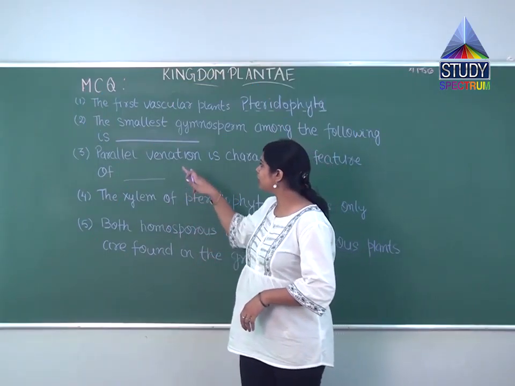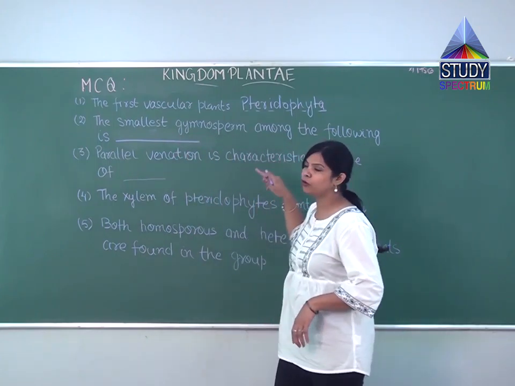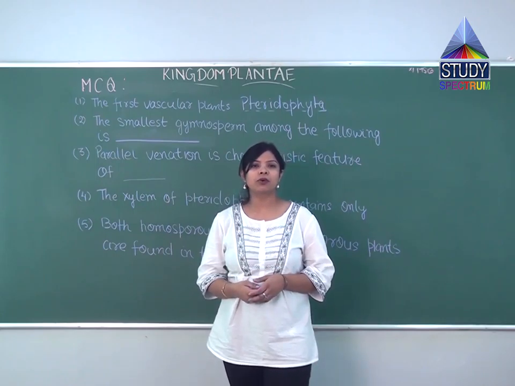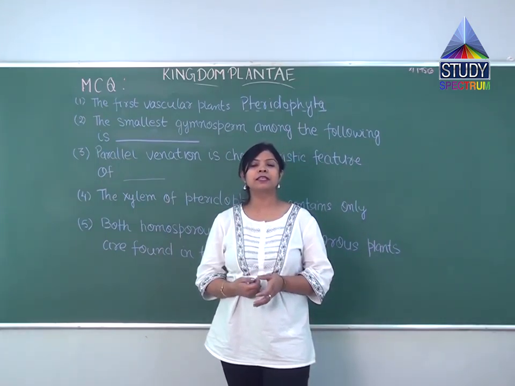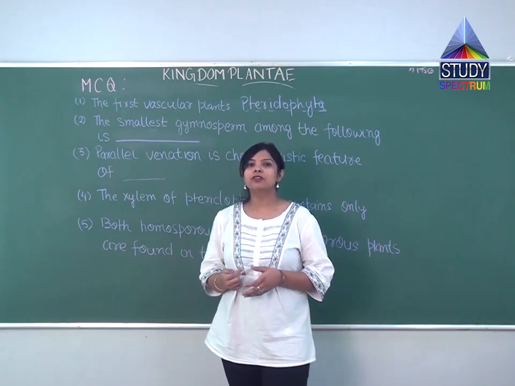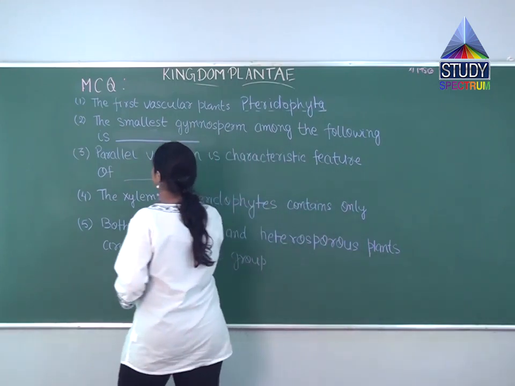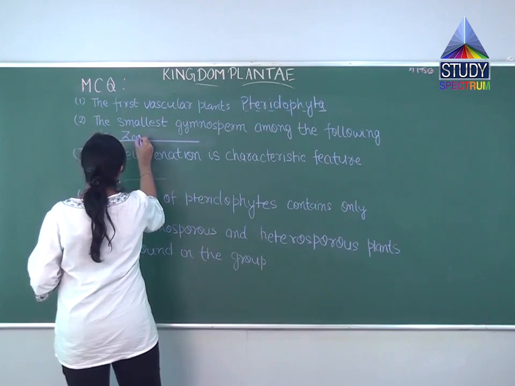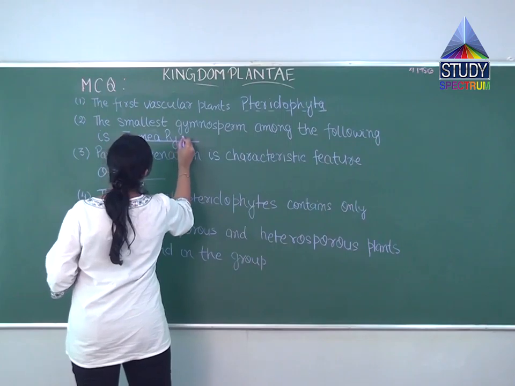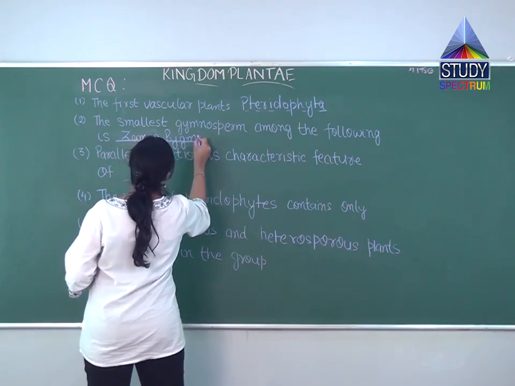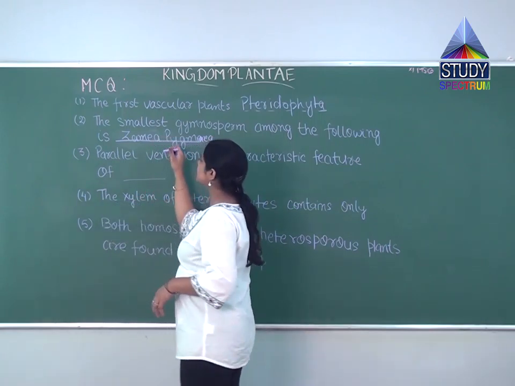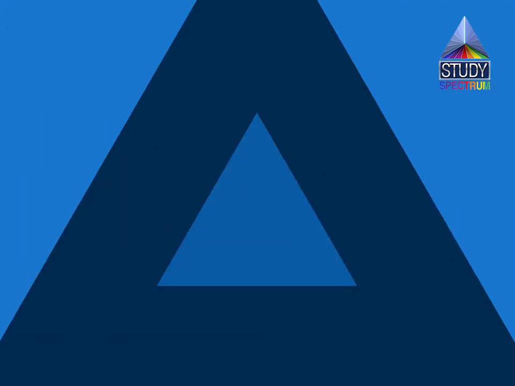Now, the smallest gymnosperm among the following. So options are Wolfia, Zamia pygmaea, Sequoia sempervirens, Taxodium mucronatum. So the answer will be Zamia pygmaea. This is the smallest gymnosperm on earth.